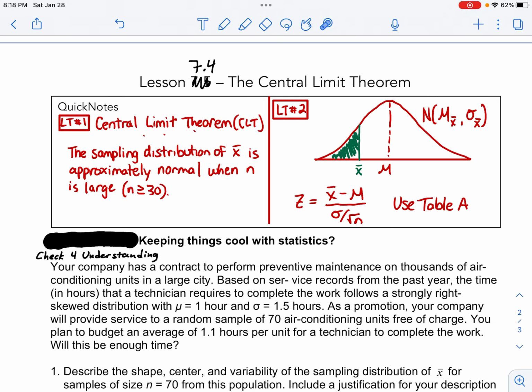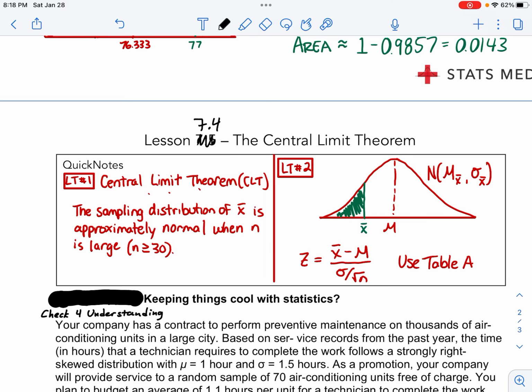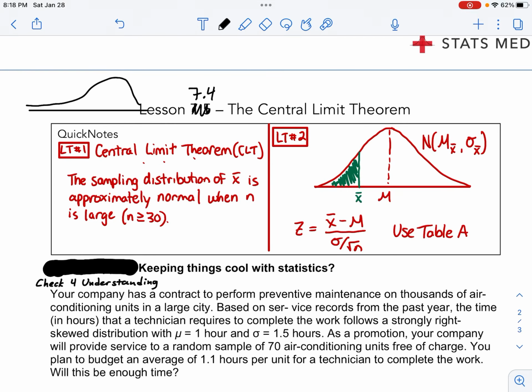Even if you have a distribution like the shooting guard distribution, which was skewed left like this for all the shooting guards in the NBA, you can still model it with the normal distribution as long as your sample is large enough. Because remember, the most important thing about a good sampling distribution is that the mean of the sampling distribution matches the mean of the population distribution.